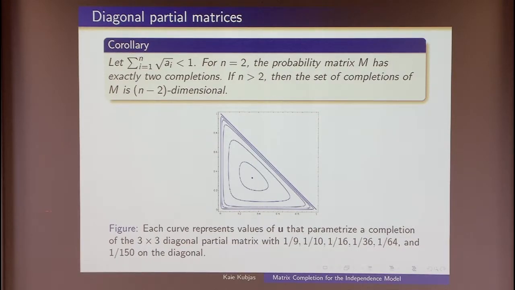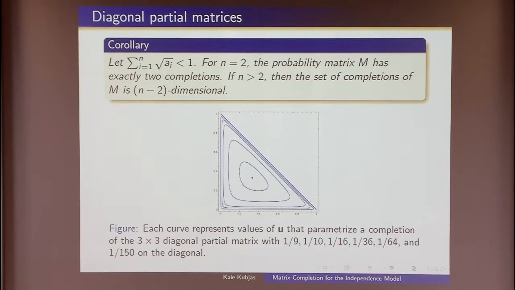Okay, I will show you this picture. Consider the 3 times 3 partial matrix with the same element, 3 same elements, on the diagonal. For example, this middle one, let's consider this curve. This means that we have diagonal entries 1/10, 1/10, 1/10 on the diagonal, and the set of completions corresponds to this curve.